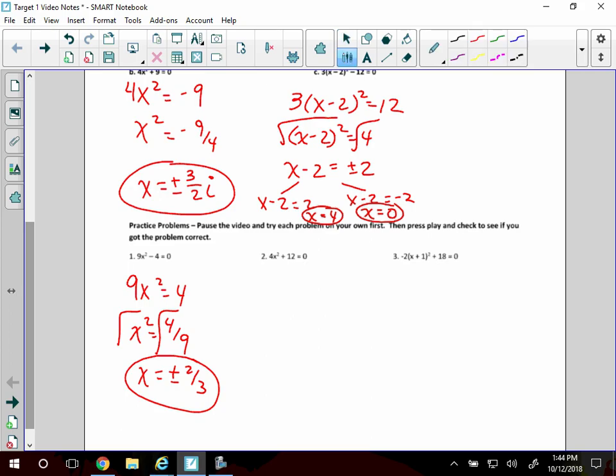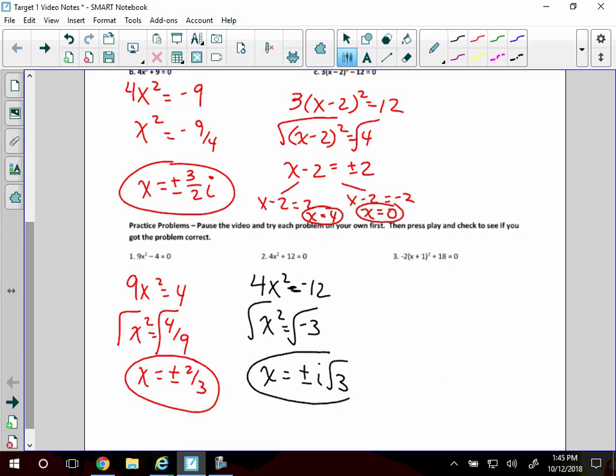For number 2, I'm going to subtract 12 from both sides. Then I'm going to divide by 4. Then I'm going to square root both sides. So I'm going to get positive and negative. When I square root a negative, I get an i. And I can't take the square root of 3 and get a nice whole number, so I'm going to leave it under the square root. So I get positive or negative i square root of 3.